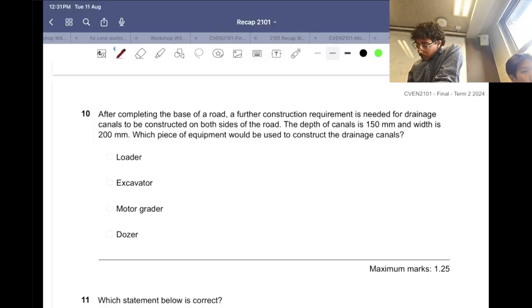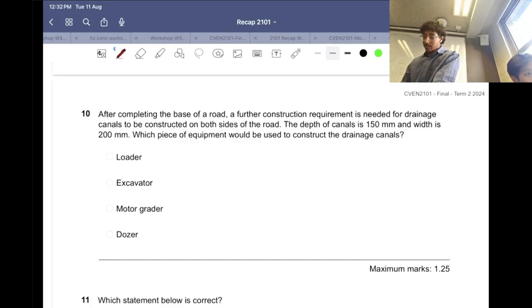Yeah, sure. After completing the base of a road, further construction is required for drainage canals to be constructed from both sides of the road. The depth of the canal is 150 millimeters. The width is 200 millimeters. Which piece of equipment would be used to construct the drainage canals? Any guesses? So first of all, can a dozer do that? No? Could a loader do that? No? How about an excavator? Right? So just through process of elimination, we choose our motor grader.